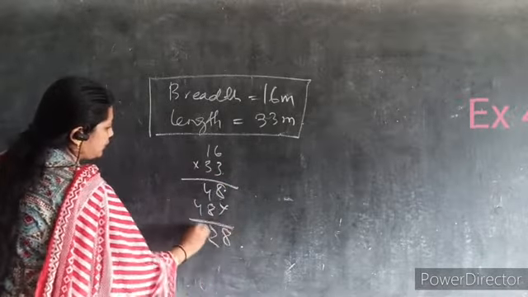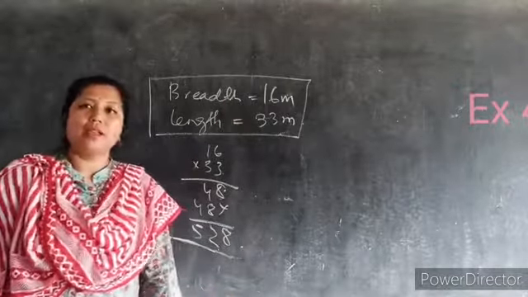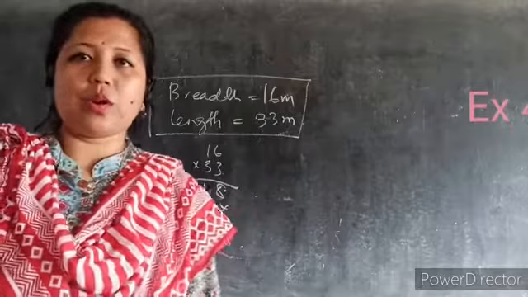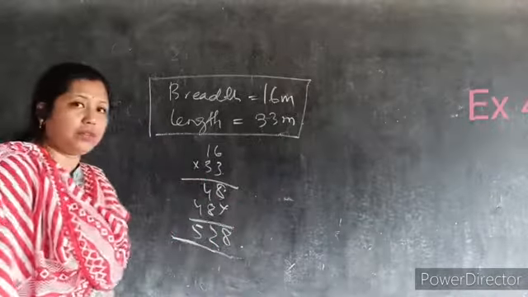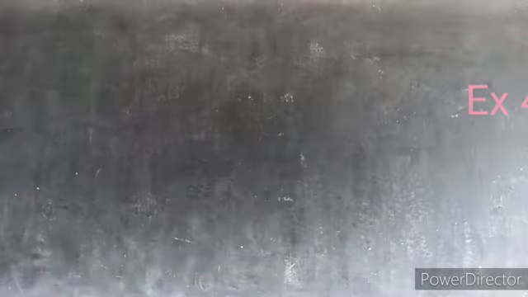So if you see here, it is coming. That means our answer to this question is coming correct. So in this way you can cross verify your own answer. Okay. So let us see the next question.